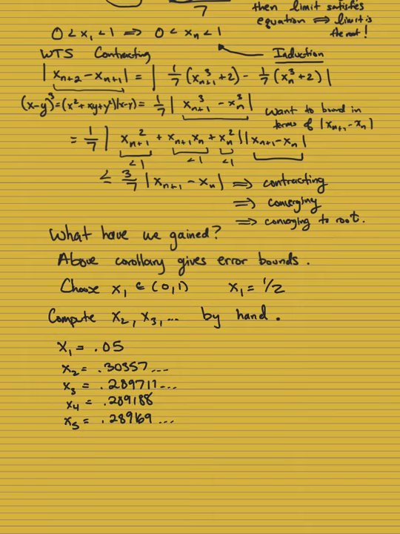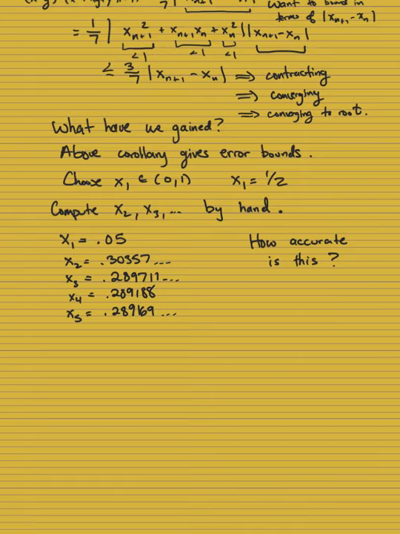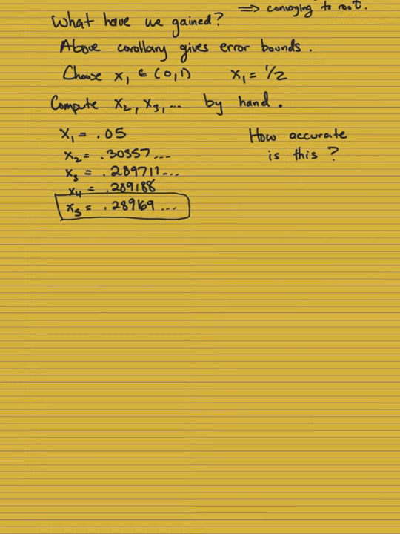And now how accurate is this? Right? These numbers seem to be getting quite close together, right? Which is what we should expect from contracting. But let's work out exactly how close we get to the solution by just going out 5 terms. Okay?